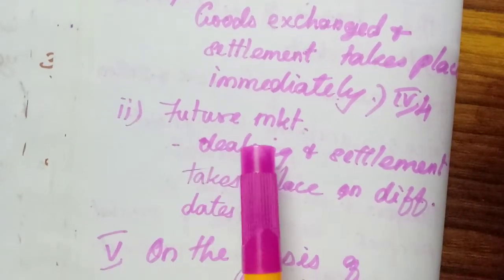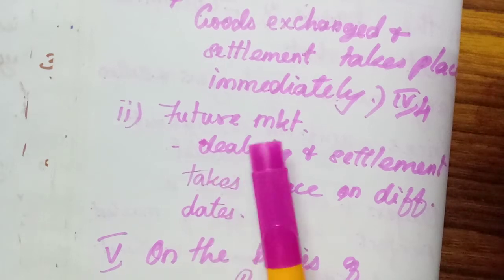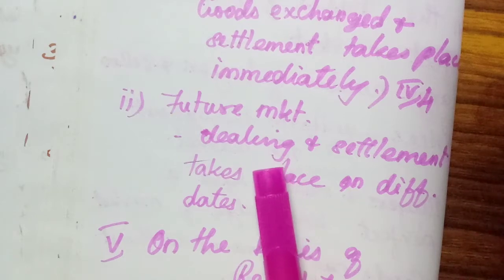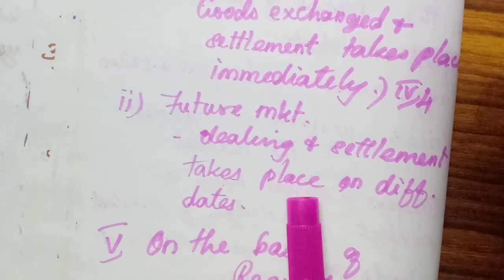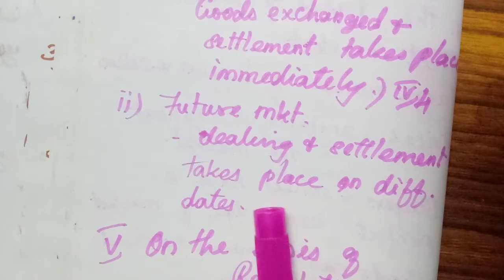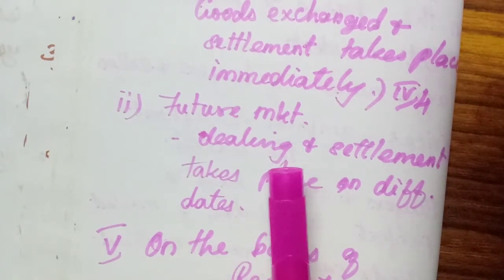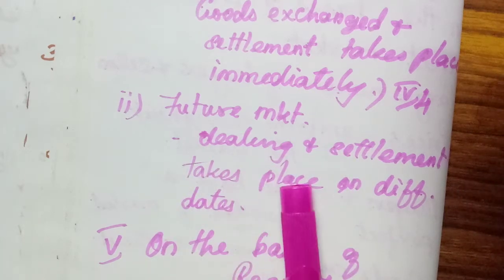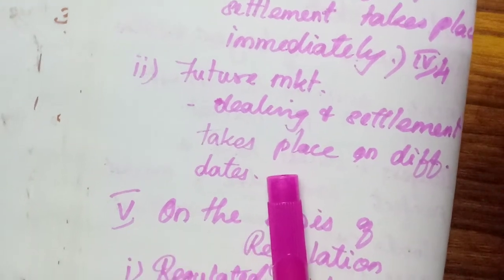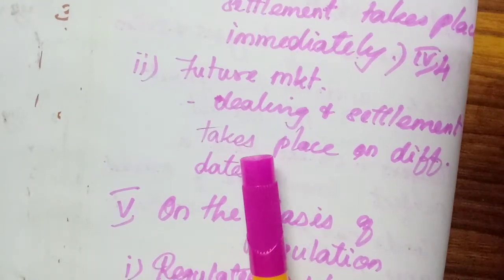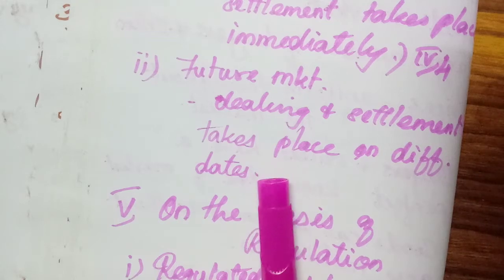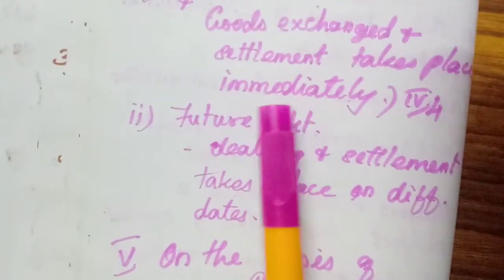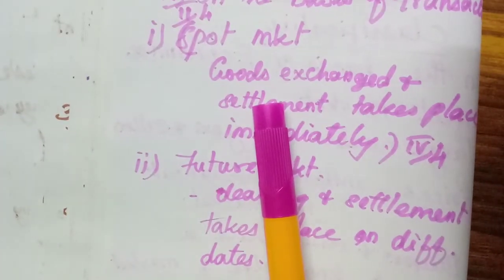But the opposite is future market. Here in the future market, the dealing, that means the goods exchanged and the settlement, takes place on different dates. Goods may be delivered now on the spot, but the settlement will take place in future on a different date. Maybe that one predetermined date, but not on the spot, it will be on a future date. That is called future market. This is also one of the very short answers.